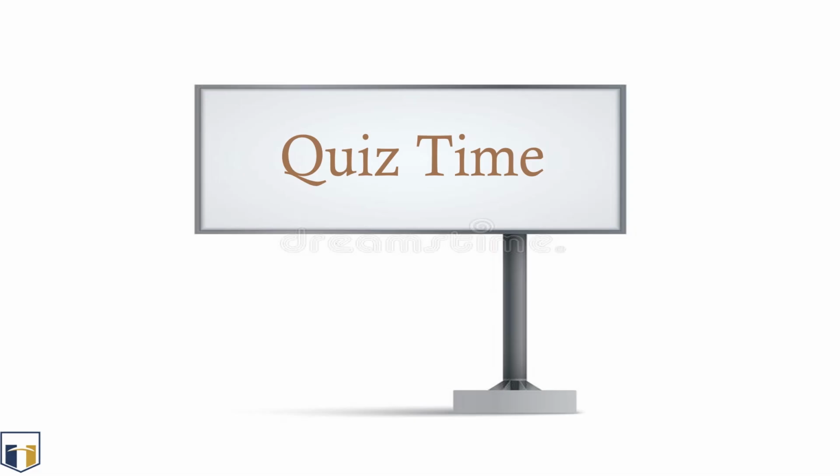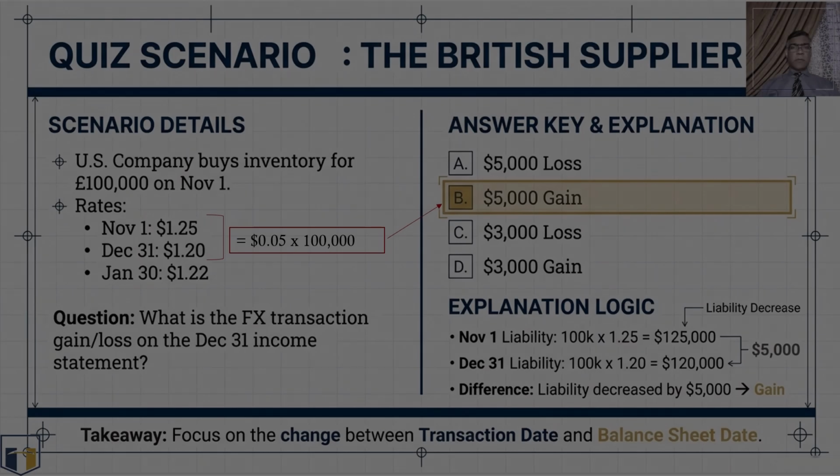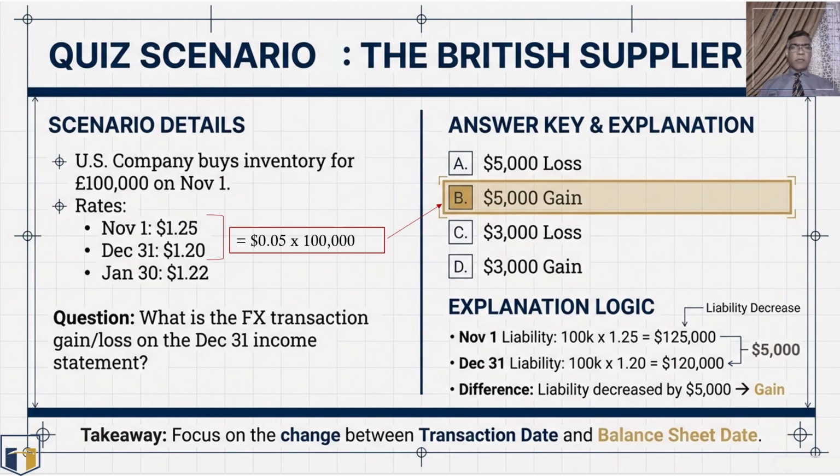Time to test our knowledge based on today's learning. Let's test your understanding. Here is the question. If a company purchases inventory in a foreign currency and the exchange rate changes before payment, which account creates the foreign exchange gain or loss? Is it inventory or accounts payable? Think about it. The correct answer is accounts payable. Why? Because it is a monetary liability and monetary items are remeasured.